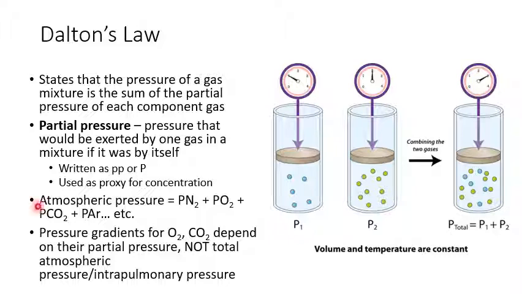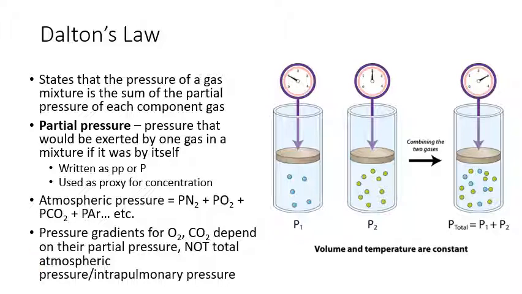So as an example, your atmospheric pressure is made up of the partial pressure of every gas that's in the atmosphere. The atmosphere is mostly nitrogen, so you have the partial pressure of nitrogen plus partial pressure of oxygen plus partial pressure of carbon dioxide, plus partial pressure of argon, plus partial pressure of every other little gas that's in there. All of that added up equals the atmospheric pressure.